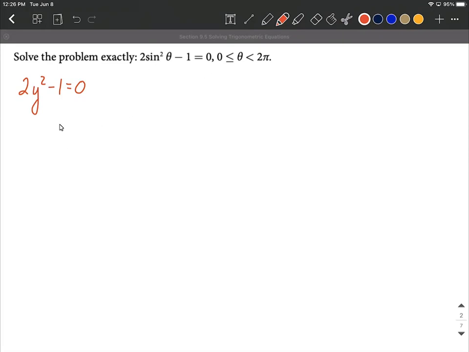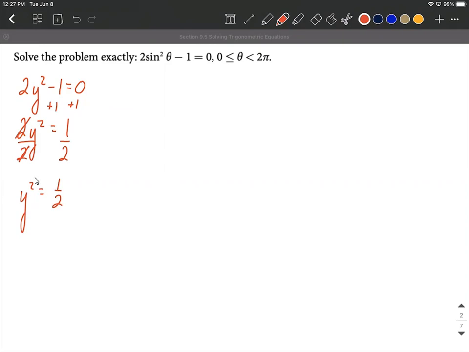So we have 2y squared minus 1 equals 0. I would probably first go ahead and add 1, move that to the other side. My goal here is to make this into a power equation, isolating the y squared. The next thing I would do is get rid of that 2. By getting rid of it, I mean divide both sides by 2. So this will produce y squared equals 1/2.